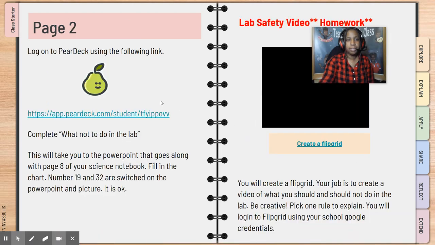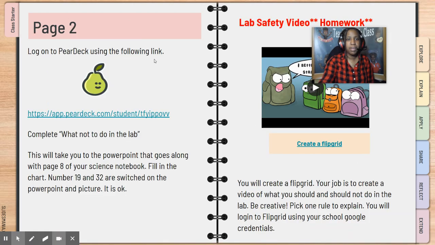You're going to log on to Pear Deck using the following link. This is just finishing up page 8. If you've already finished page 8, then you're good. So it goes there.